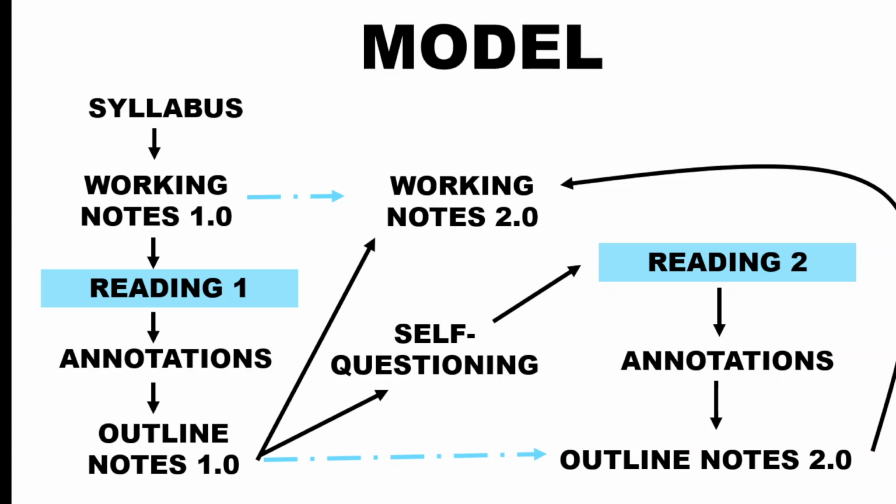Now, one thing to mention: working notes means only one document of working notes, and outline notes means only one document of outline notes. And 1.0, 2.0 are versions after editing. Cool. So I hope this makes sense to you. I demonstrated my process. I showed you how outline notes and working notes look, and this is the process.